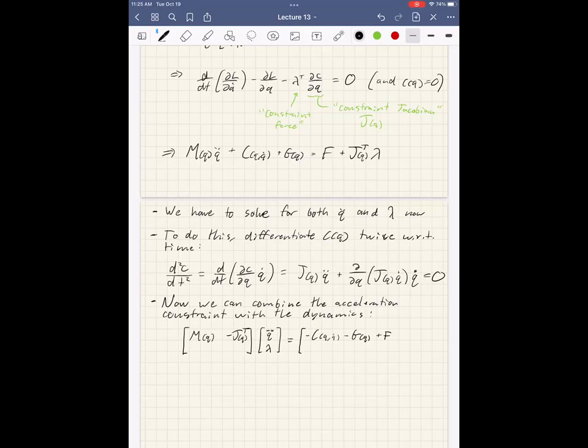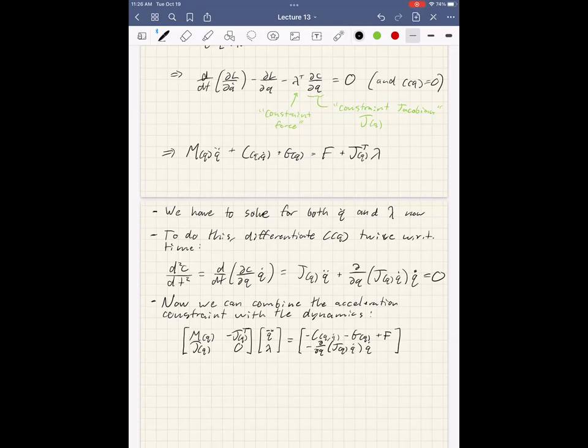And then the bottom is this acceleration constraint. So this is going to look like J of q times q double dot equals minus that thing I have up there. So minus partial with respect to q of J of q, q dot times q dot. Cool. So now we have this KKT system, and I can solve this jointly for both these guys, and that gives me the dynamics q double dot.